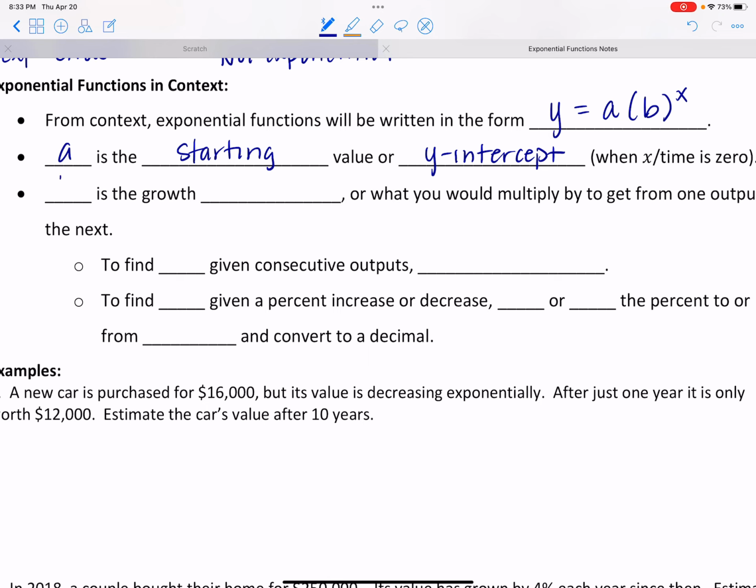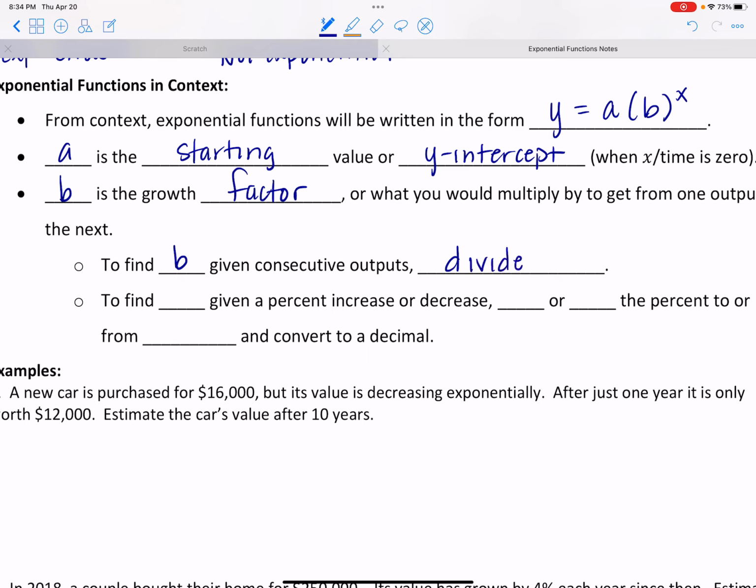B, as I've mentioned, is our growth factor. Again, it's what we're multiplying by to get from one output to the next. We saw that in those tables in the beginning. But finding b from context could be a little tricky. If I can't see what I'm multiplying by to get from one output to the next output, then maybe I divide. So to find b, I could work backwards by dividing consecutive outputs.